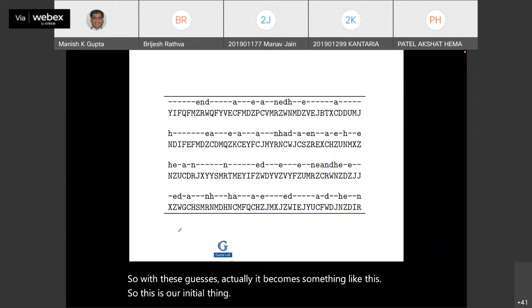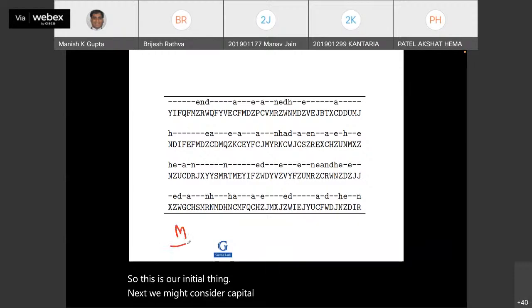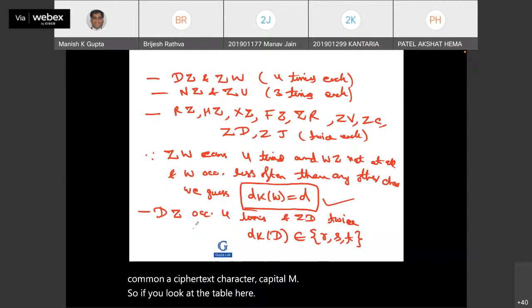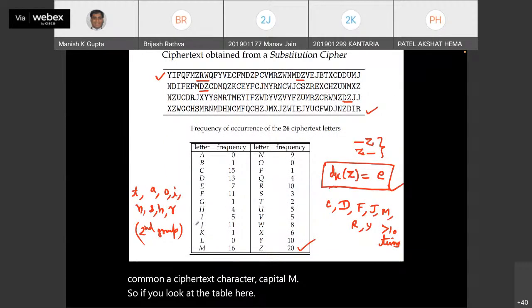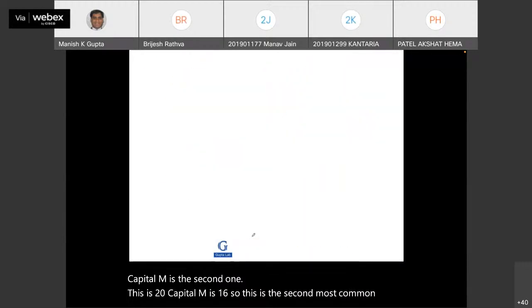Next, we might consider capital M. Capital M is the second most common ciphertext character. So if you look at the table here, capital M is the second one. This is 20, capital M is 16. So this is the second most common character in the ciphertext.